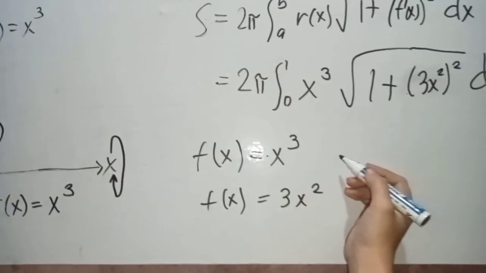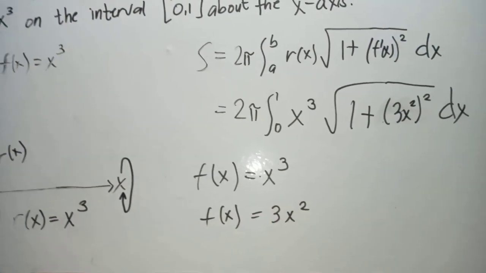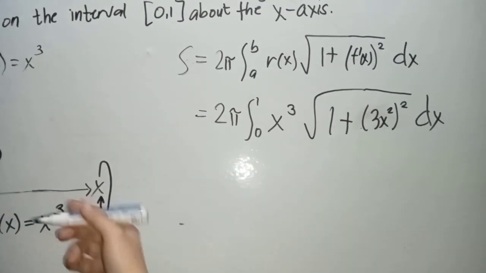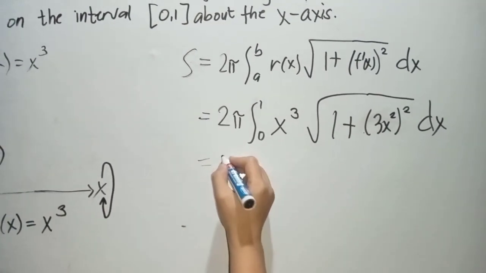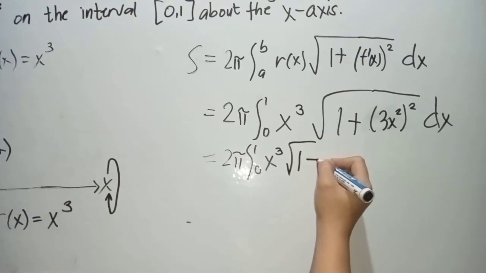dx. So we have now completely set up our definite integral that represents the area of the surface of revolution formed by this curve revolved around the x-axis. So let's continue to solve this definite integral.